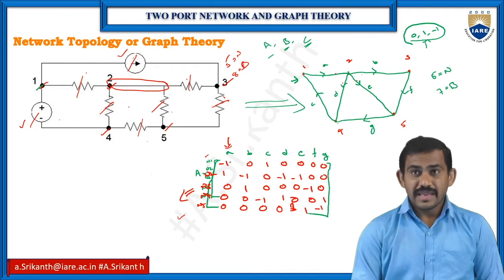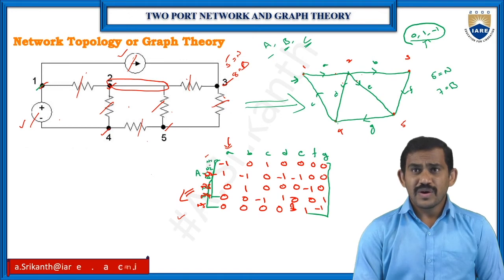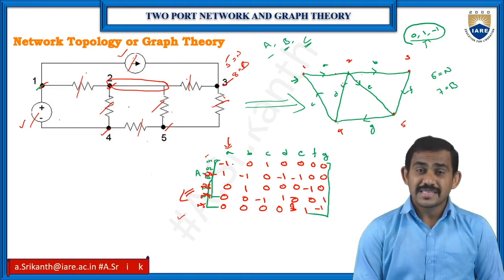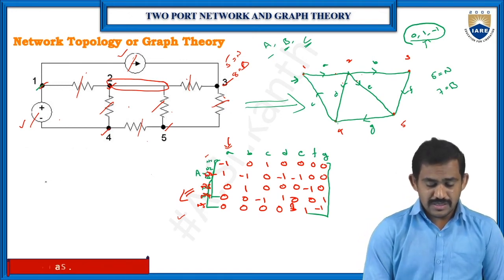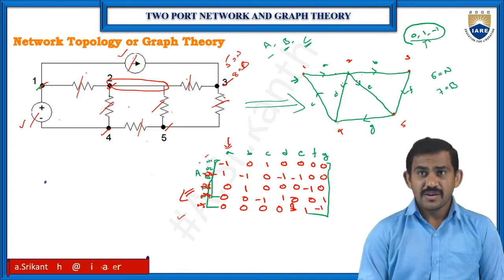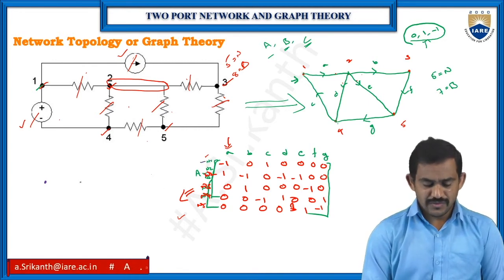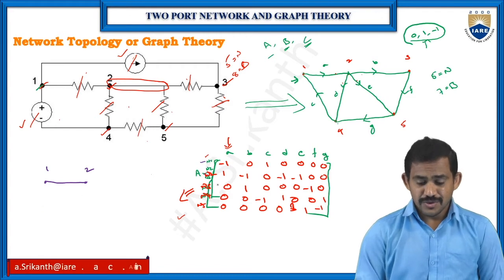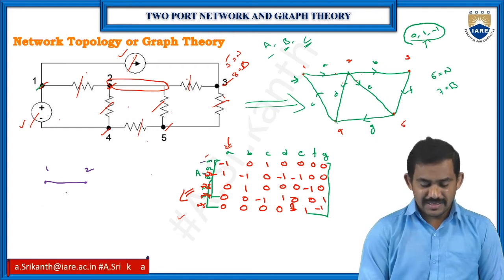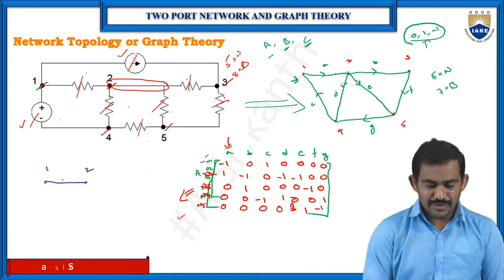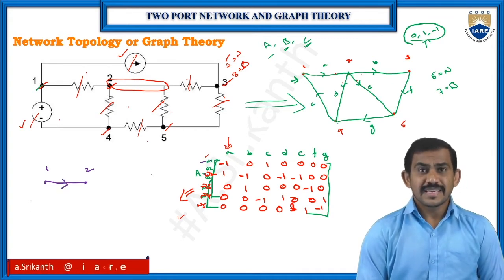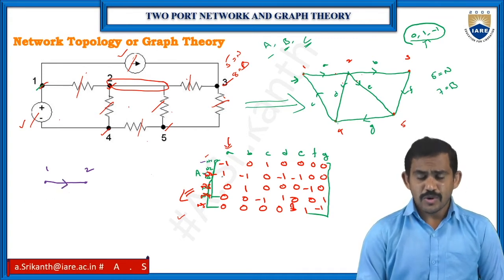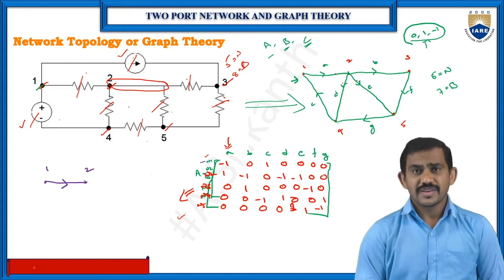This A value is -1 and 1. So between nodes 1 and 2, the A branch is connected. How many nodes do we have? 1, 2, 3, 4, 5 nodes. So between 1 and 2 I have one branch, the A branch, and check the direction. At node 1 it's minus, so it's outgoing from node 1, incoming to node 2. Node 2 has a positive value.